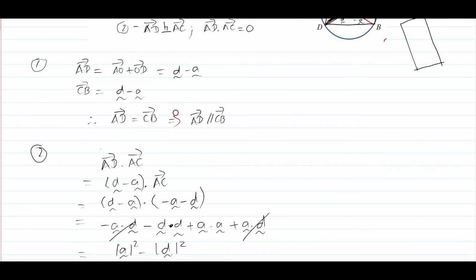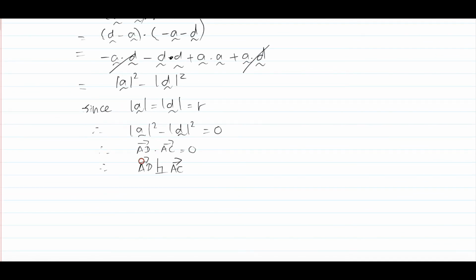After you've proven these two criteria, 1 and 2, you can just overall conclude, therefore, ADBC is indeed a rectangle.